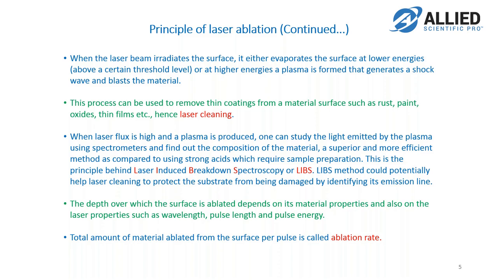You can look at the emission and see what kind of emission lines you observe with the spectrometer. If you're concerned that you may damage the substrate, say your substrate is aluminum, you can also look for aluminum emission lines. And once you see that, you can stop your laser operation or move the beam to another point.